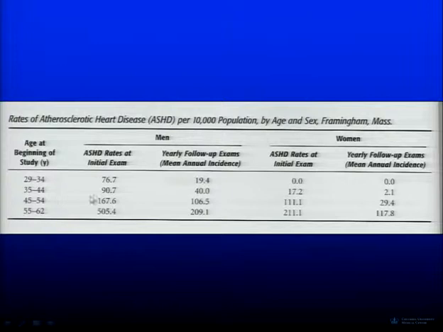Why are the number of cases here so much higher than they are here? Why is 76.7 so much higher than 19.4? Yes? Right, because what is this number really? Right, it's prevalence, so they could have had a duration of disease for a long time, whereas this is the incidence, so that's why it's smaller.